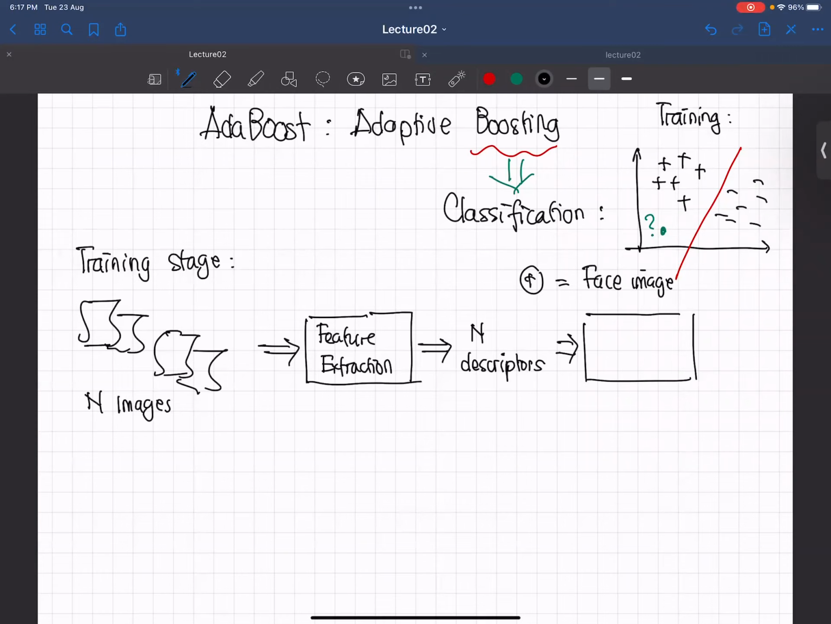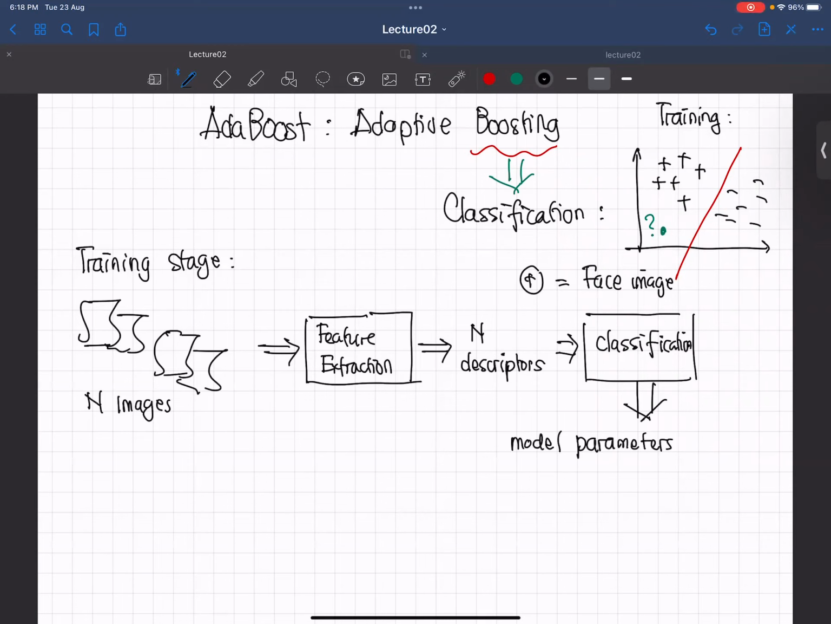You will process these descriptors with a classifier or classification. In this case, we use AdaBoost. And the classification module will give you some output or outputs here. What are the outputs of the classification in the training stage? Yes, the parameters. This is what we call model parameters.